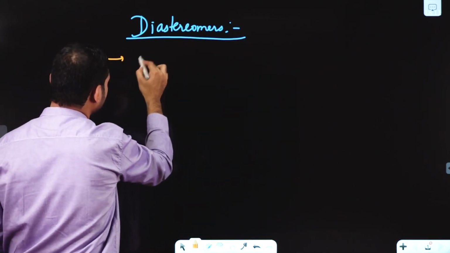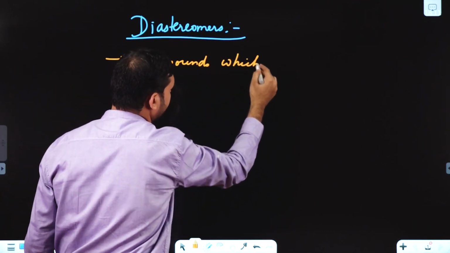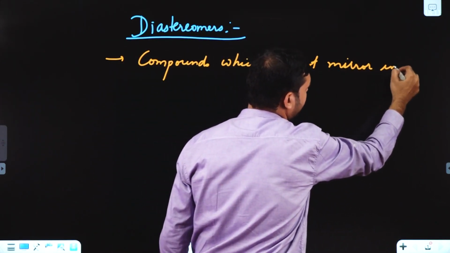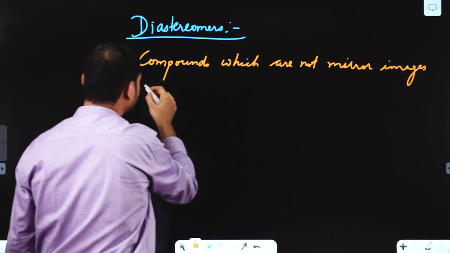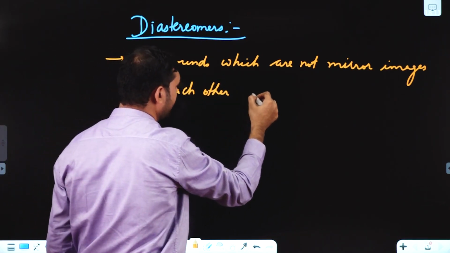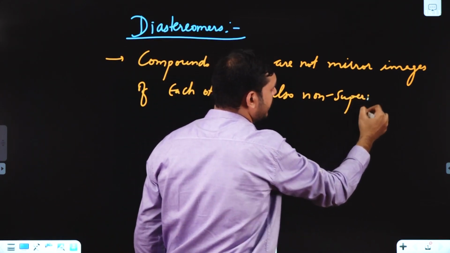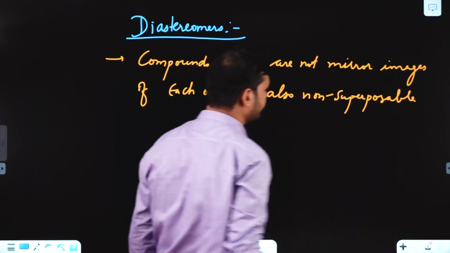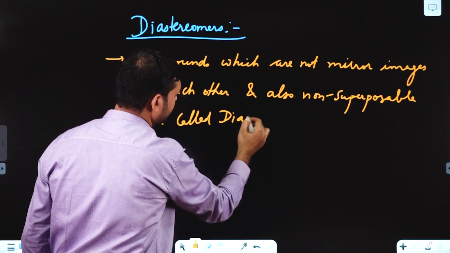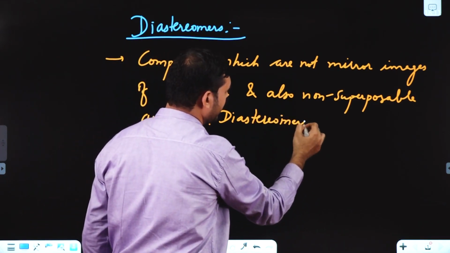Now what are diastereomers? First point, compounds which are not mirror images of each other and also non-superposable are called diastereoisomers or diastereomers. Okay, both terms are used.